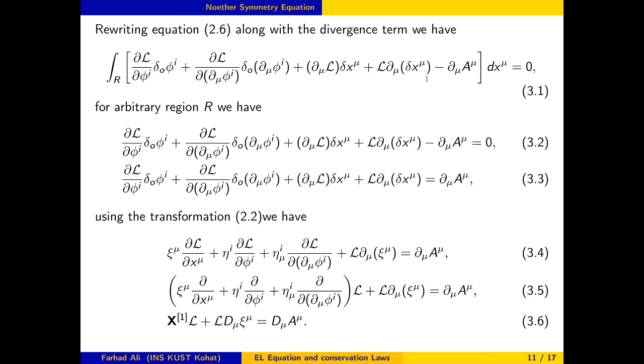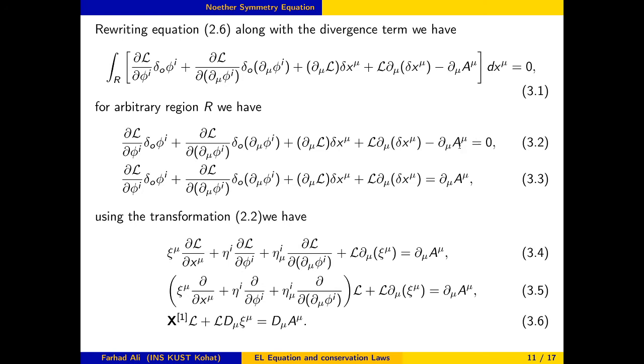Now this is 0 because this is 0, so the integrand is 0, because we take the region of integration R arbitrary. So we get this equation. The integrand is 0, and the integrand equal to 0 is in fact the Noether equation with a little bit of modification.